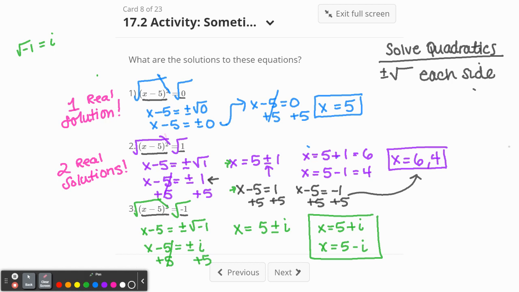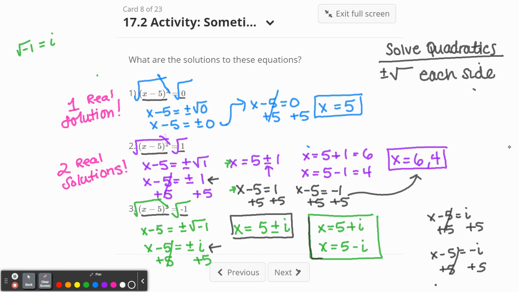Again, as I mentioned before, you could have separated at this step to say that x minus 5 equals i and x minus 5 equals negative i. So then when you add 5, you already have your two solutions there. Some people also like to just have their answer with the plus or minus, which in this case I am okay with. So either of these are correct for that last one.